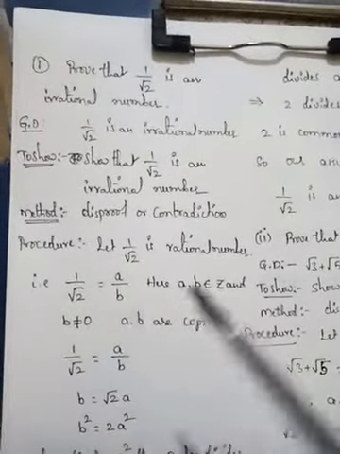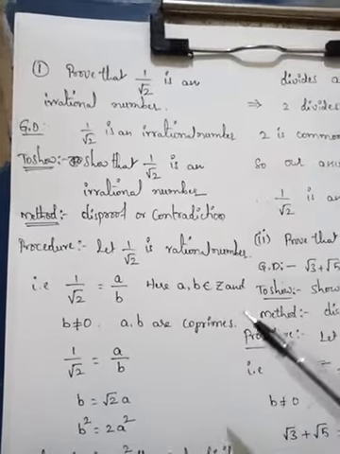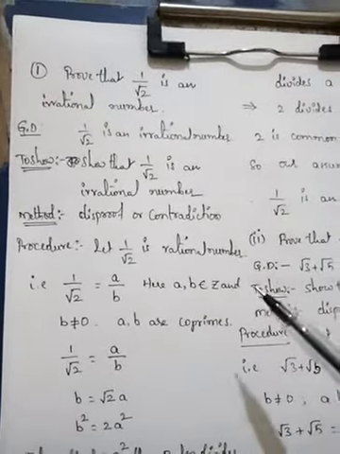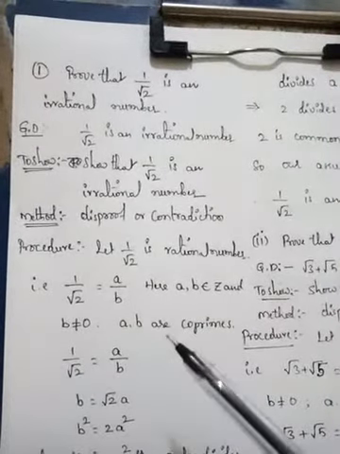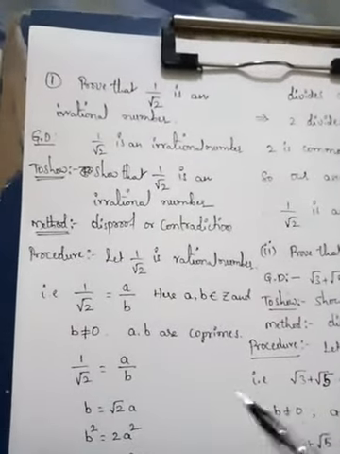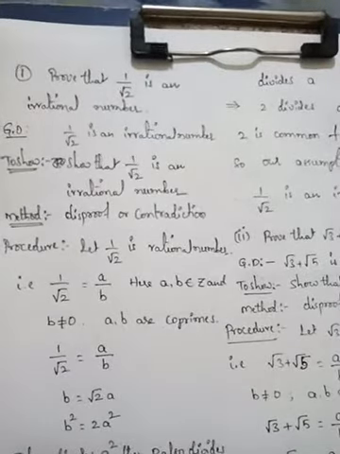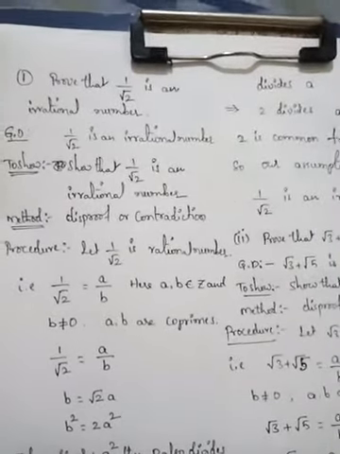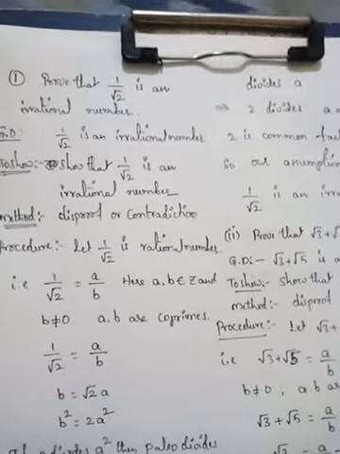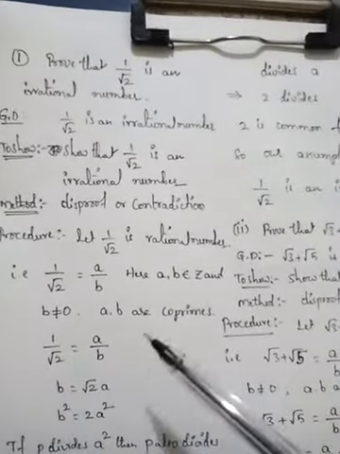1 by root 2 is equal to a by b. Here a and b belong to Z, where Z is the set of integers, and b is not equal to 0. If b is 0, the value is not defined, that's why b is not equal to 0. a and b are co-prime numbers. What is the meaning of co-prime? Your common factor is only 1. Other than 1, if any common factor is found, it is not a co-prime pair. Based on this, we have to prove with 1 by root 2 equal to a by b.